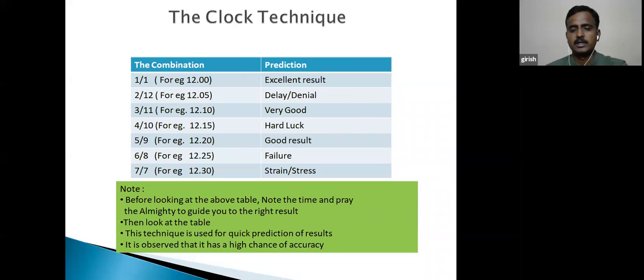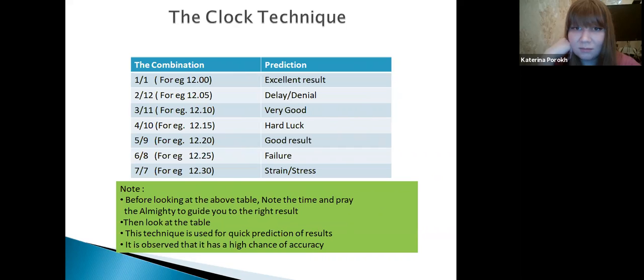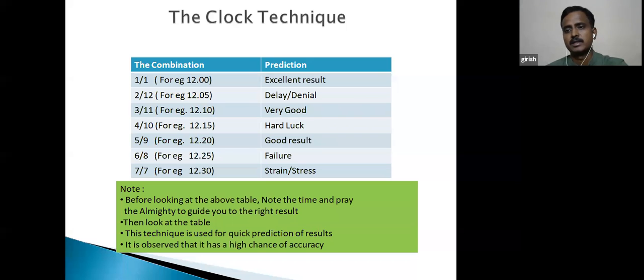And when you notice that the time is a 1:1 combination, meaning it is, let's say, 12 o'clock, then you can say that the result will be positive and excellent.